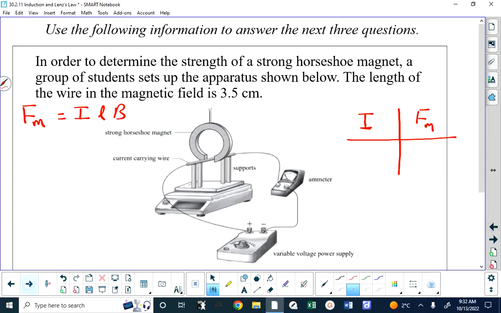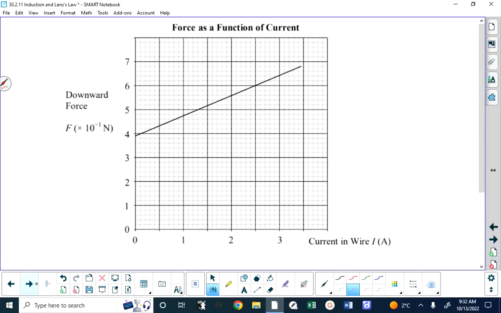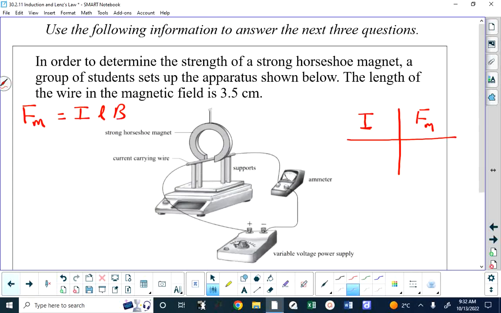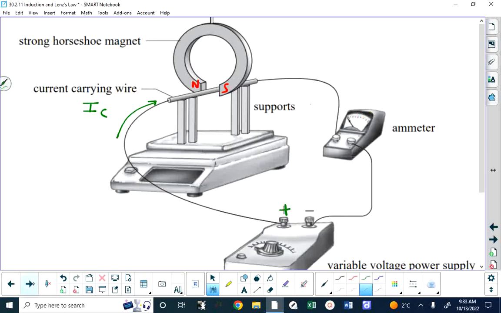Now this is a graphical analysis. They even give you the graph, right? There's the graph. You can even see there's the downward force and there's the current. So in this experiment, this is your dependent variable. I guess in science we should call it your responding variable. Whereas this is your manipulated variable. You've actually got a dial here where you can increase the voltage, and then this ammeter tells you what the current is. That's what an ammeter is. It's a device that measures current.